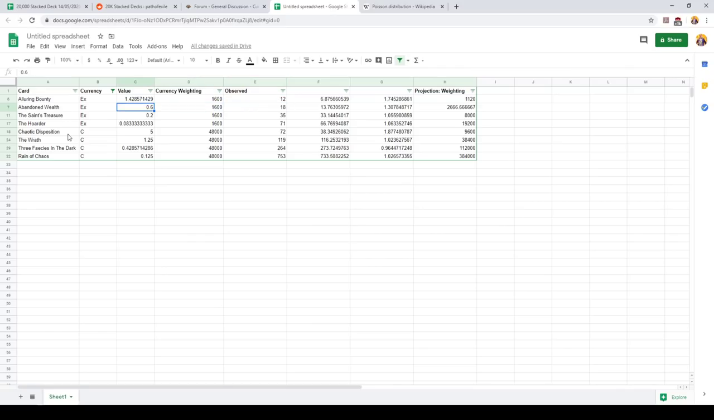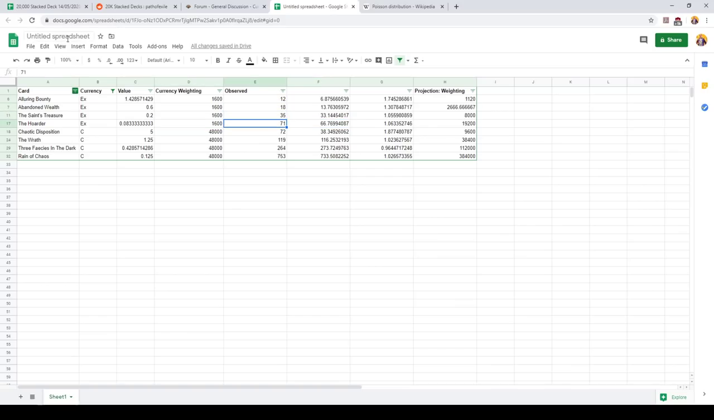We have Abandoned Wealth, which is a set of 5 cards that gives 3 Exalted Orbs. We have the Saint's Treasure, which is a set of 10 cards, which gives 2 Exalts. And we have the Hoarder, which is a set of 12 cards, which gives 1. And we had various numbers of those, so I plugged them in.